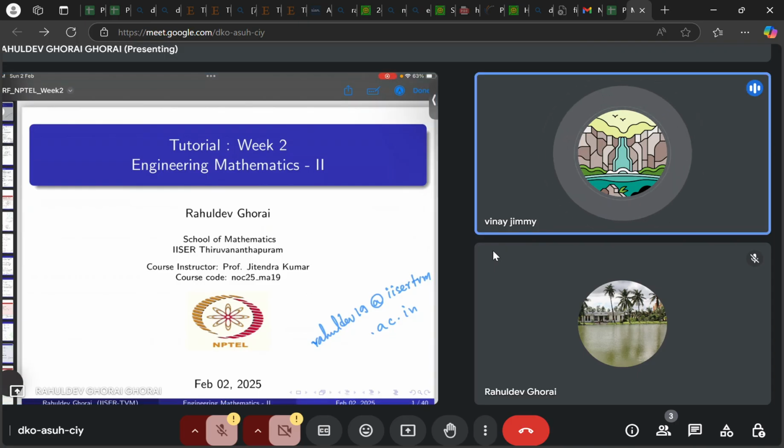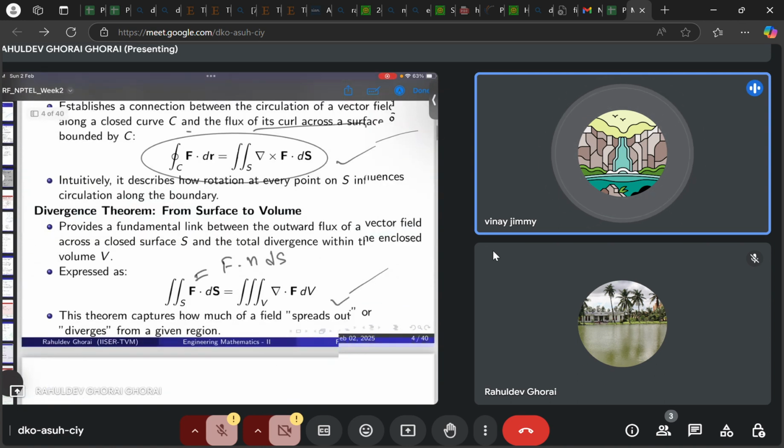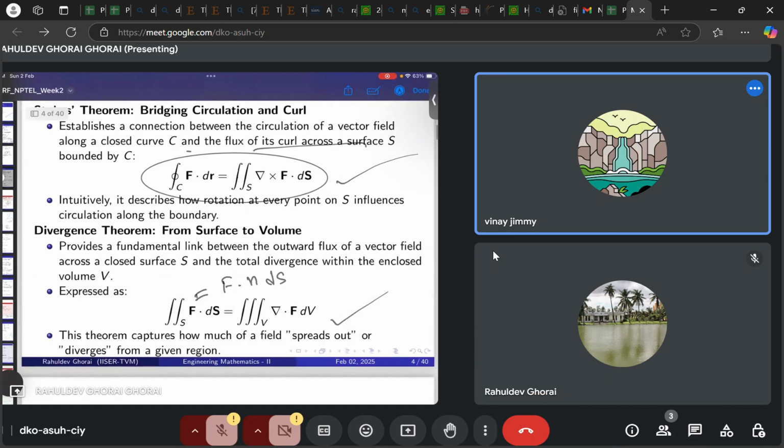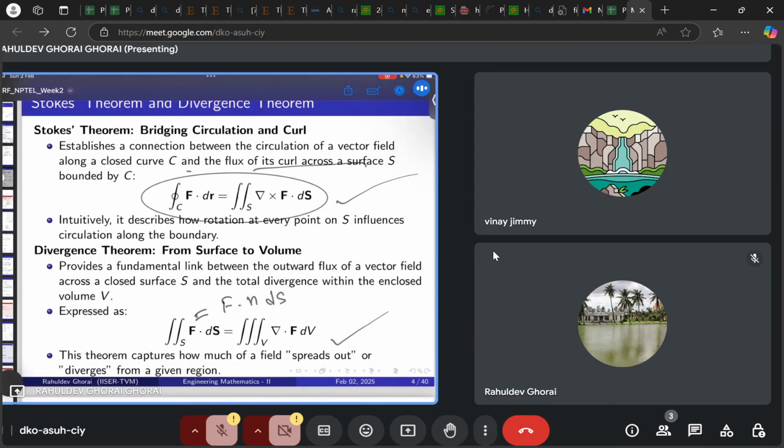Sir, tomorrow there will be questions on rotational behavior also. This is Stokes theorem. See, this is a curl. The integration over the surface is nothing but the curl of F dot dS. That's the meaning of curl. Nothing else. It's just gradient cross F that you have to find.